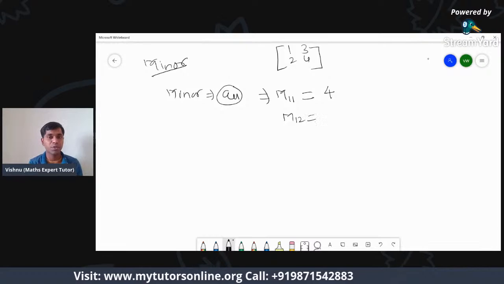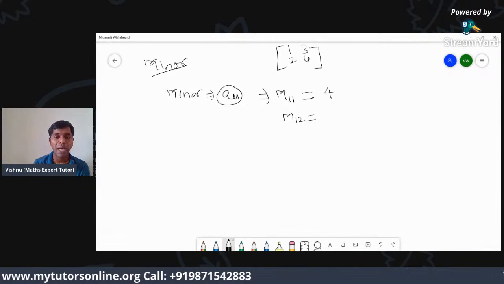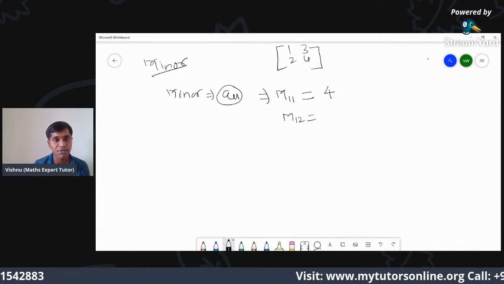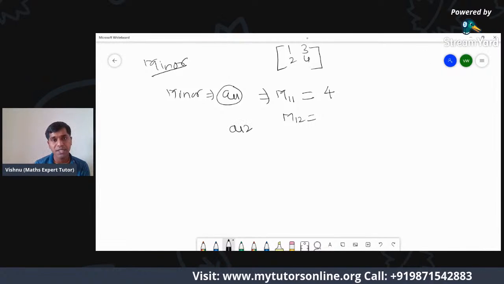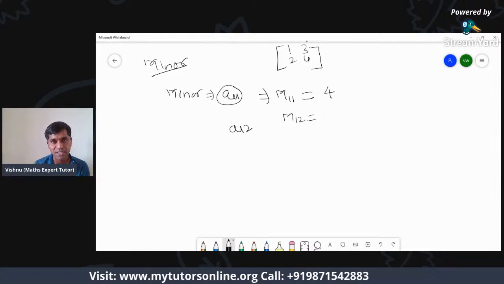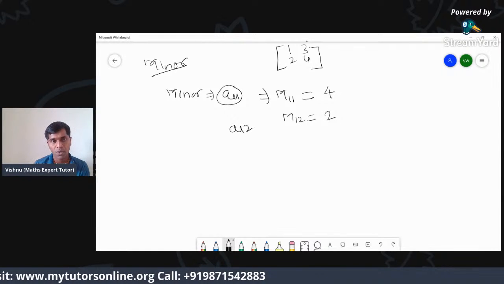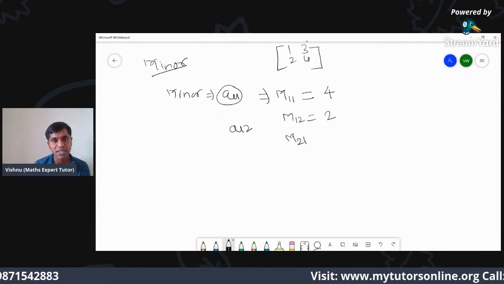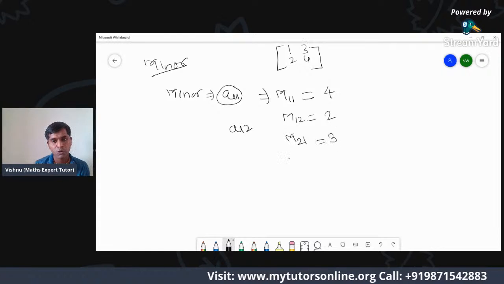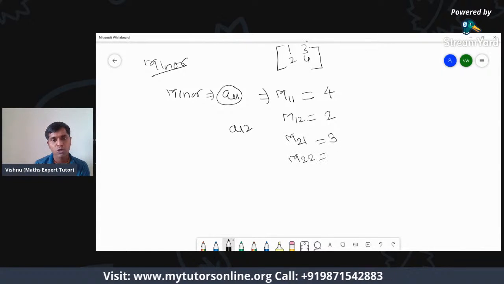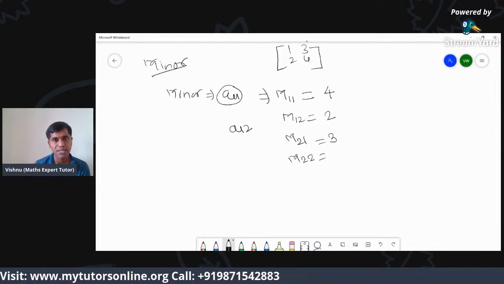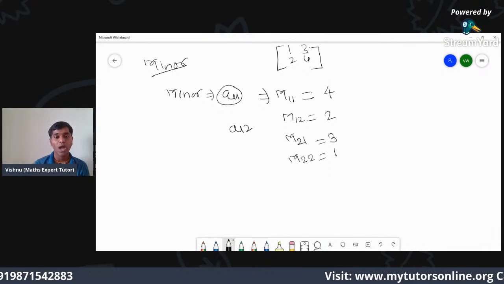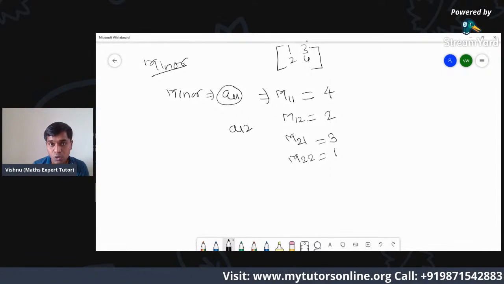So you don't have to worry about sign for minor. For determinant, you have to worry. For minor, there is no sign convention. M12, first, second. So for 3 we are solving. So A12, that is 3. For 3 we are solving. So we will forget this and this. So whatever is remaining, 2. M21, what is M21? 2. So forget this and this, 3. M22, 4. So forget this and this, 1. These are the minors.